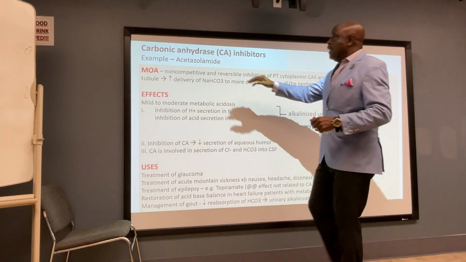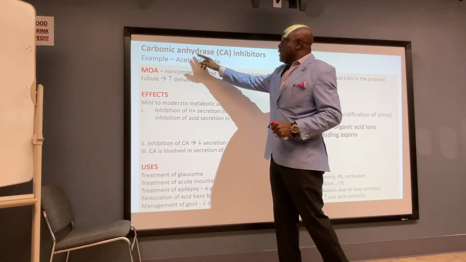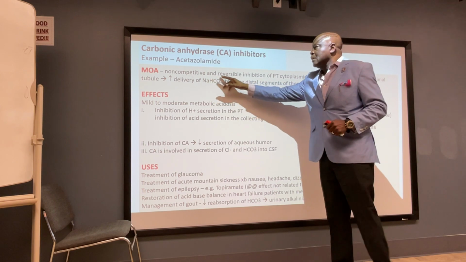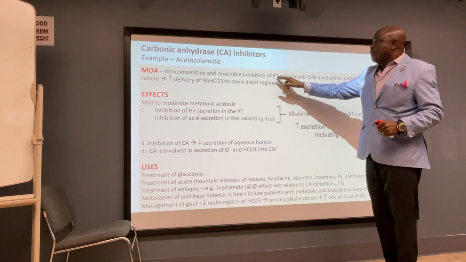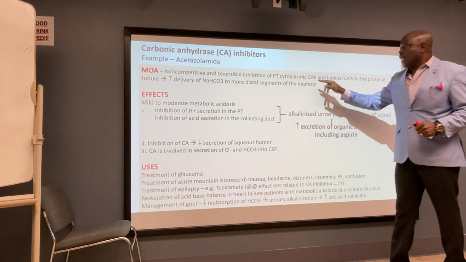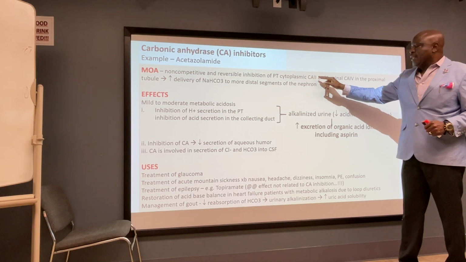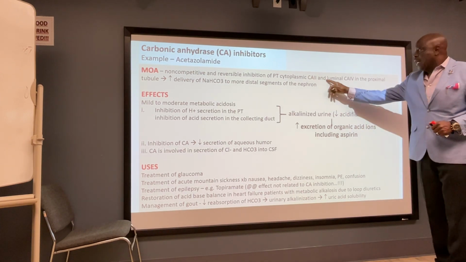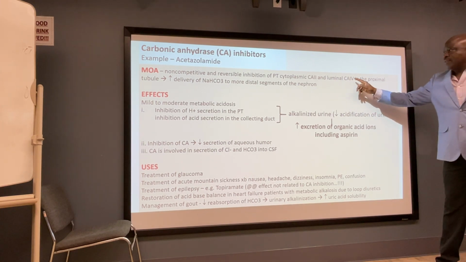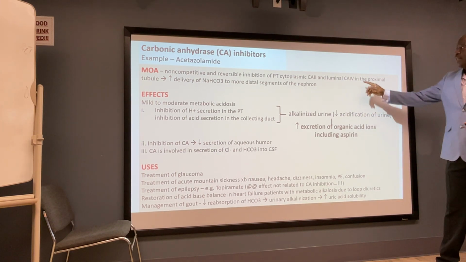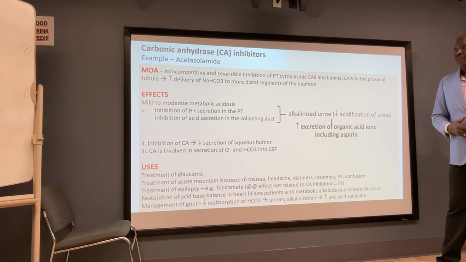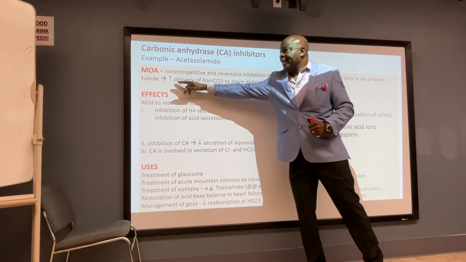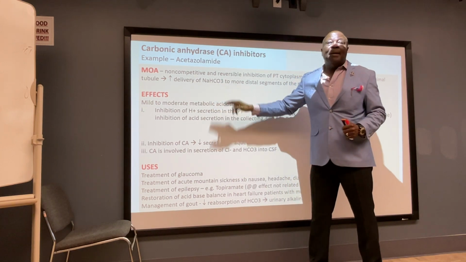So what acetazolamide, a typical carbonic anhydrase inhibitor, does is to inhibit the proximal tubule cytoplasmic carbonic anhydrase type 2, and the one in the lumen, which is type 4. And this occurs in the proximal tubule. So what's the result of that? There's an increased delivery of sodium bicarbonate.